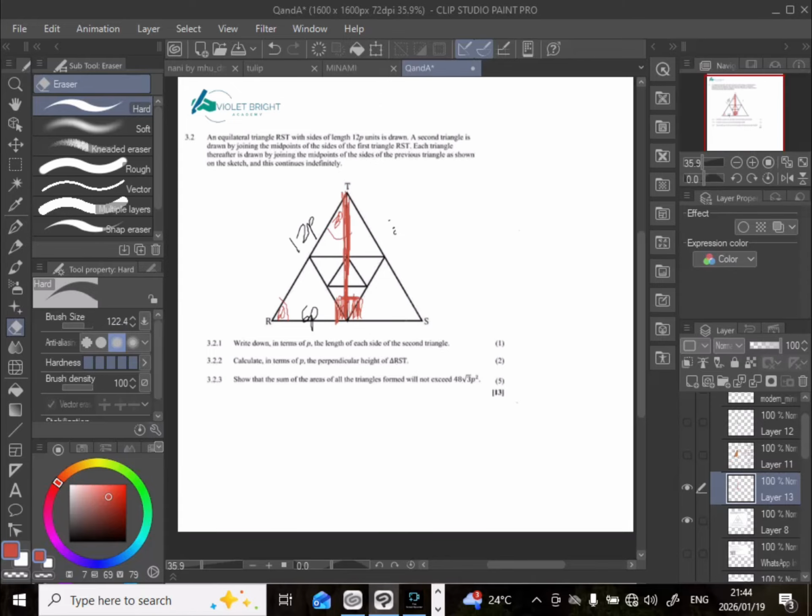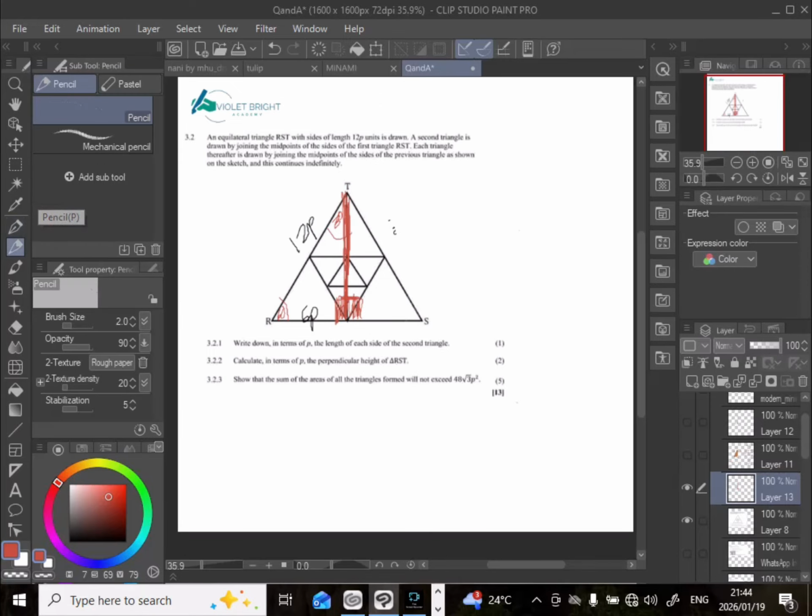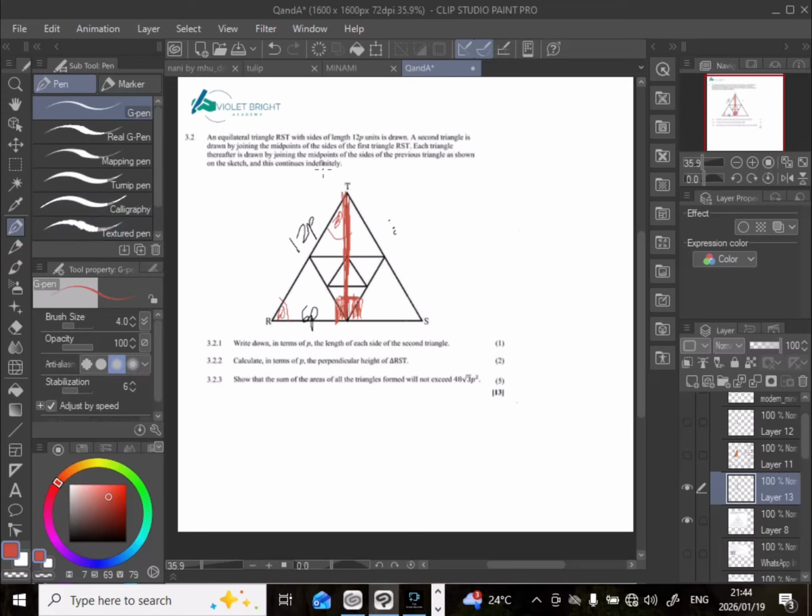Now they want the sum of terms, and remember when we were reading here, it says it continues indefinitely, so which means it is infinite.